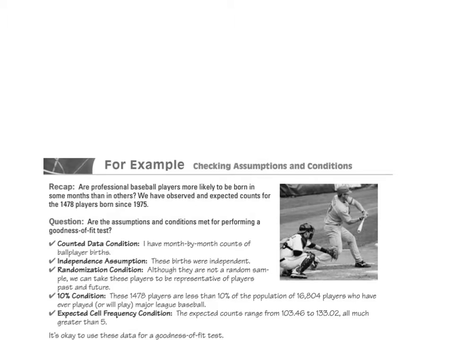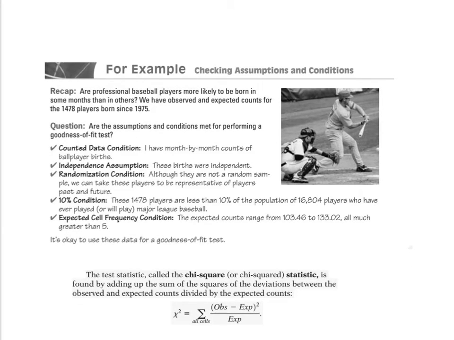All right. Our next example, they're talking about professional baseball players who are more likely to be born in the same month than in others. We've observed the expected counts for the 1,478 players. So they actually just showed you what the assumptions and conditions look like in that situation.